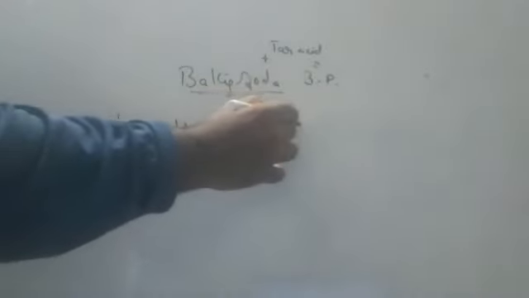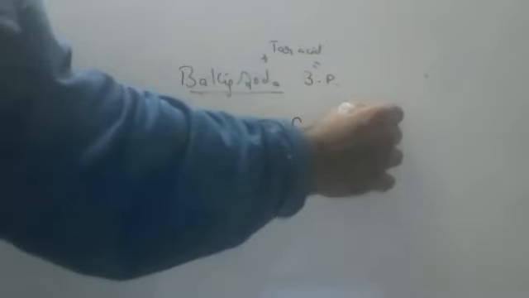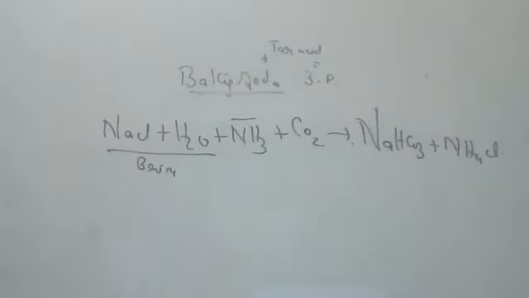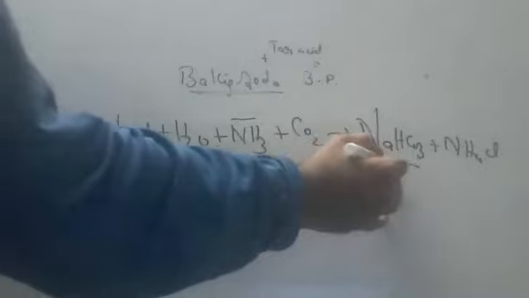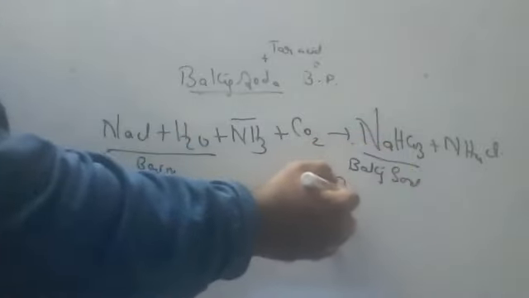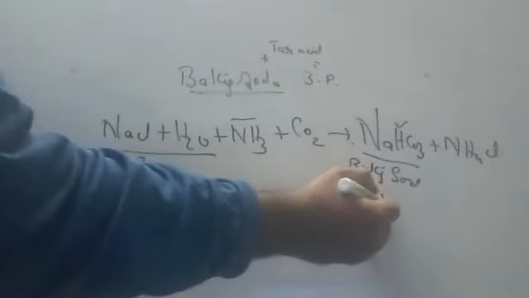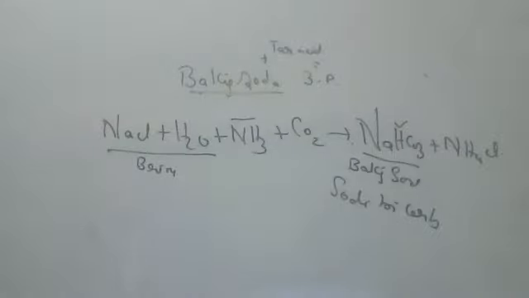Into this ammoniacal brine, we pass carbon dioxide gas. When you pass carbon dioxide gas, you will get NaHCO3, sodium bicarbonate, and the byproduct of the baking industry is NH4Cl, ammonium chloride. This is your baking soda. What is the formula of baking soda? Some will say sodium bicarbonate, some will say sodium hydrogen carbonate. Anything is okay.